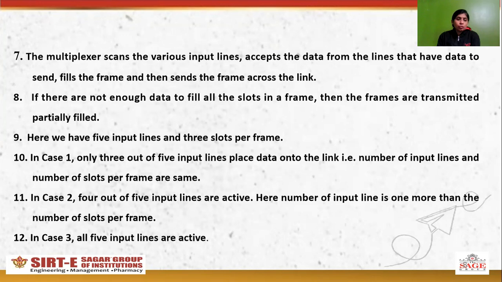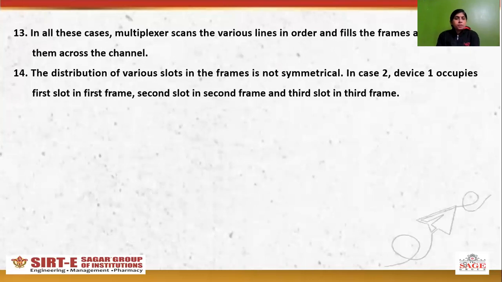In case 2, 4 out of 5 input lines are active. Here the number of input lines is 1 more than the number of slots per frame. In case 3, all 5 input lines are active. In all these cases, the multiplexer scans the various lines in order, fills the frame and transmits it across the channel. The distribution of slots in the frames is not symmetrical, whereas in synchronous the time slots are symmetrical.